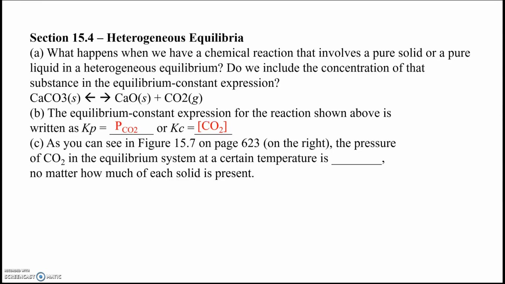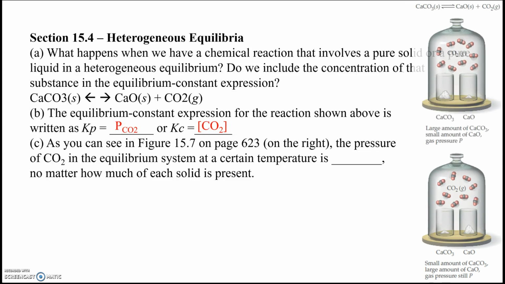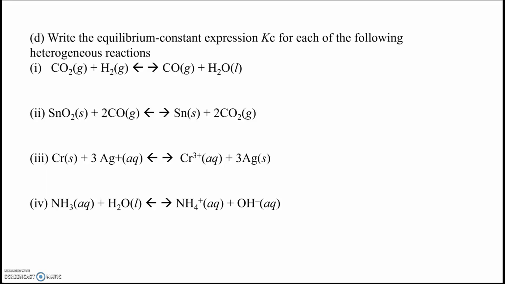All right, so now we're looking at question C. As you can see in figure 15.7 on page 623, which I put on the right-hand side, the pressure of carbon dioxide in the equilibrium system at a certain temperature is the same, no matter how much of each solid is present. So now we go to question D. It asks us to write the equilibrium constant expressions for each of the following heterogeneous reactions. You should at this point have a pencil or pen, and you should be writing these.